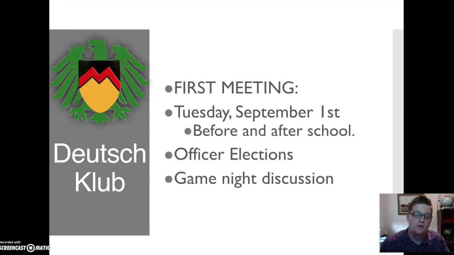Also, on announcements, our first German club meeting will be next Tuesday, September 1st, before and after school. If you're unable to attend, let me know and tell me what date would work for you better than Tuesdays. We will be discussing officer elections, which will be later this month, and we will also be planning a possible game night for September. If you have any questions about any of this stuff, you can either ask me tomorrow or email me through Google Classroom. So let's begin.